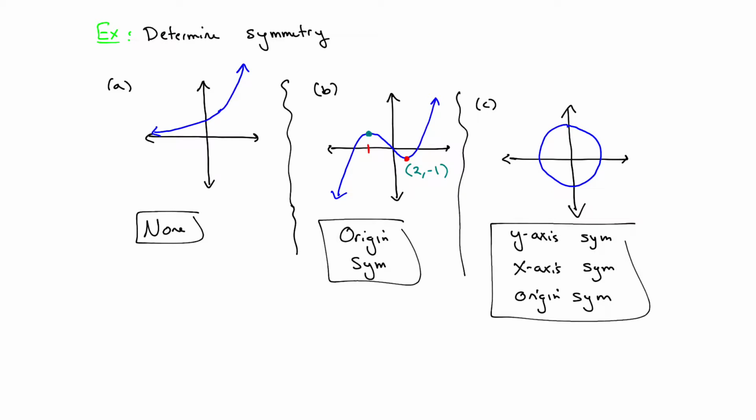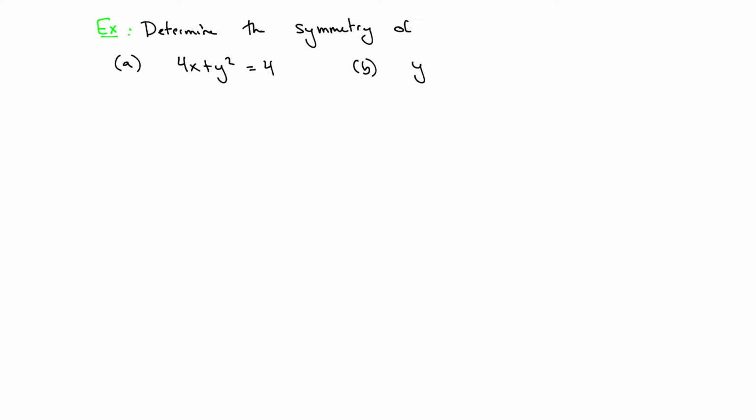So that was a pictorial representation, a pictorial example. But how do we do it if we don't know what the graph is, but we're just given the equation? So what I mean here is, example: determine the symmetry of part A, 4x plus y squared equals 4, and part B, y equals x cubed minus 4x.